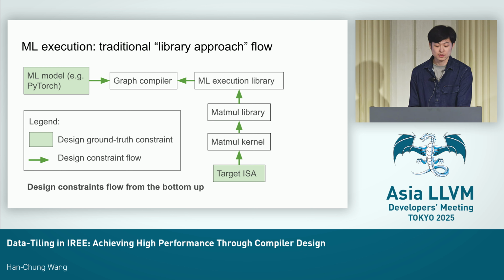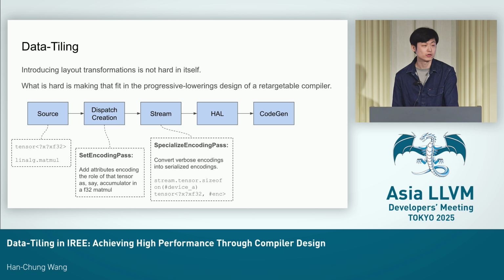At the stream level, we convert the verbose encodings into serialized encodings and use the information to lower the stream ops. For example, IREE defines the stream tensor sizeof op that queries the total storage size for a tensor and can use it to issue buffer allocation in the host compilation. Later on, the codegen materializes the encoding ops into physical operations and types. For example, in our CPU backend, we lower the encoding ops into the pack ops and the mmt4d ops. The configuration is different based on the CPU features.